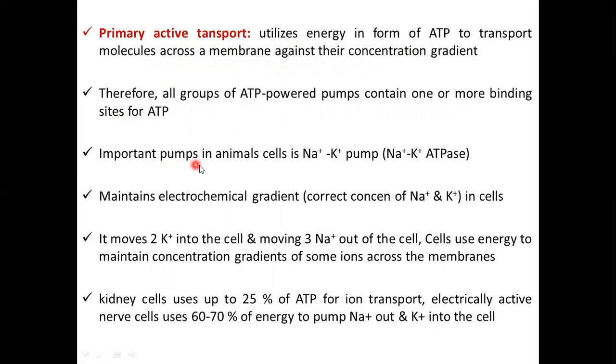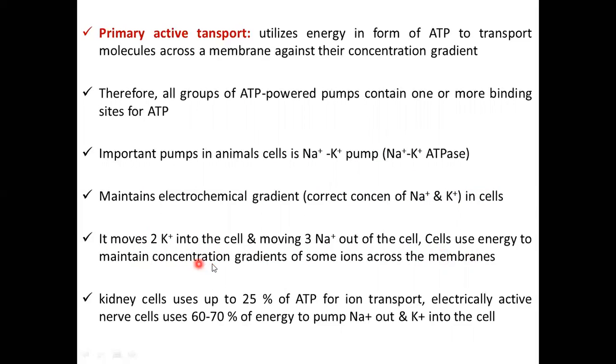The important pump in animal cells is the sodium-potassium pump, also known as sodium-potassium ATPase. This sodium-potassium pump maintains electrochemical gradients, which means that it maintains the correct concentration of sodium and potassium inside and outside of the cells. The sodium-potassium pump moves two potassium into the cell and moves three sodium out of the cell.